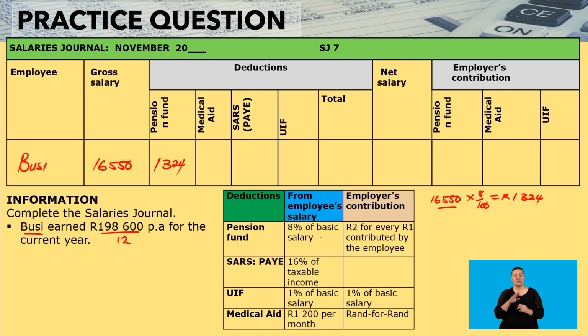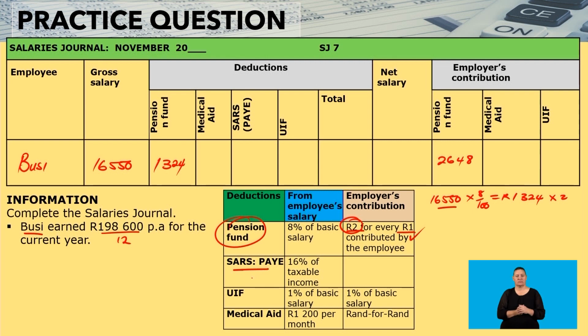So I'll come here to my pension fund, 1,324. The second aspect, I'm going to do my contributions at the same time. It then says, 2 rand for every 1 rand contributed. My deduction was 1,324, and the employer is contributing 2 rand for every 1 rand that has been deducted. So I'll multiply that by 2. That will then give me 2,648. So I'm done with my pension fund here.